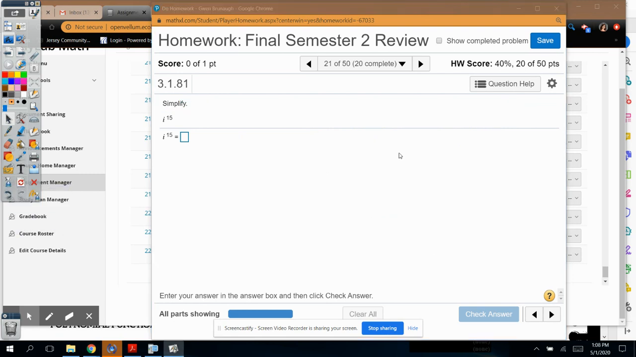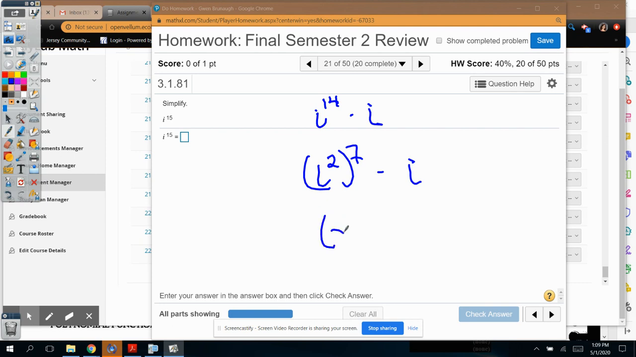Okay, i to the 15th. We're going to change it to an even. So i to the 14th times i, because we want to know how many i squareds are hiding here. And there are 7. i squared is -1 to the 7th times i. -1, an odd number of times, is negative. And then you still have your i left.